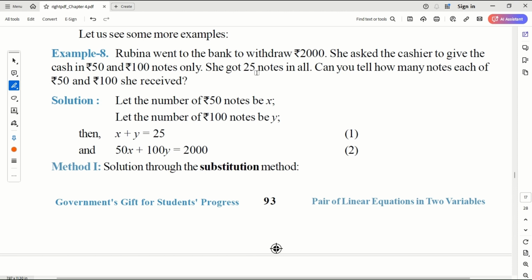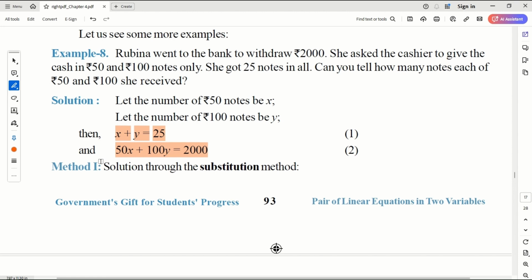So she received a total of 25 notes. That means x plus y equal to 25. This is your first equation. Now, the second one is the total value she received, which is 2000 rupees. So 50 rupees into x number of 50 rupee notes plus 100 rupees into y number of 100 rupee notes, which is equal to the total, 2000 rupees.